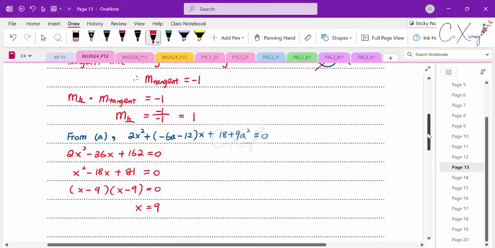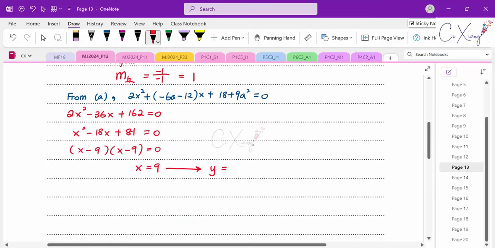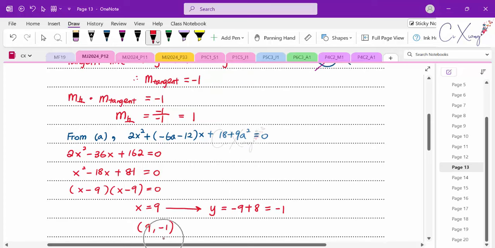To form the perpendicular line equation, you need the coordinate of the passing point. I have x equals 9. I also need the y. The point lies on the tangent line, so to calculate y, I substitute x into y equals -x plus 8. So -9 plus 8 gives -1. Your coordinate of the point that touches the circle is (9, -1). Now I want to form the perpendicular line that passes through this point with gradient 1.